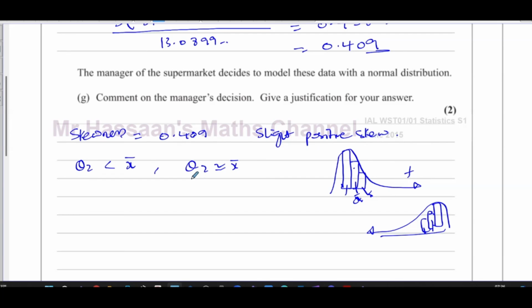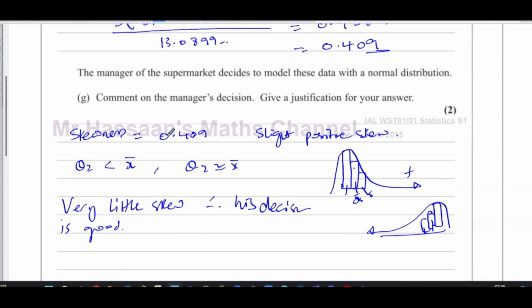So there are two actual answers that could be given here, and as long as you justify them, you will get the answer correct. Although the best answer really is that there's very little skew. Therefore his decision is good. It's a good decision.